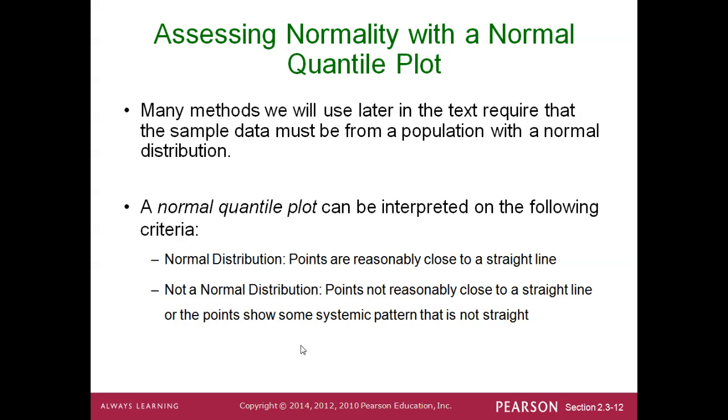Assessing normality with the normal quantile plot. Okay, so we're going to use some different things as we go along here. When we're dealing with assessing normality, does it fit the normal curve? If it does, what can we do with it? A normal quantile plot tells us normal distribution: points are reasonably close to a straight line. Not a normal distribution: points not reasonably close to a straight line.